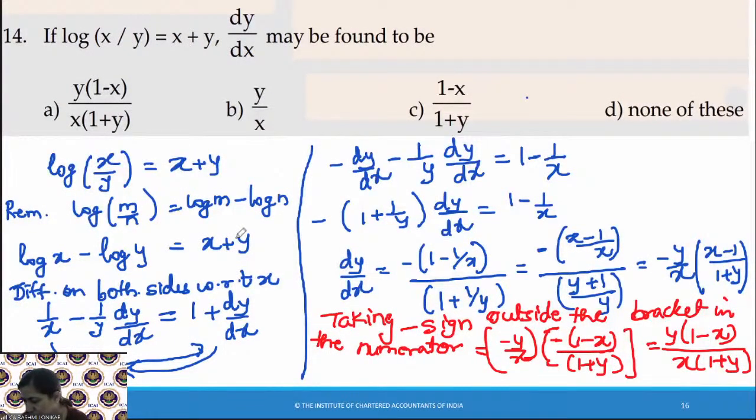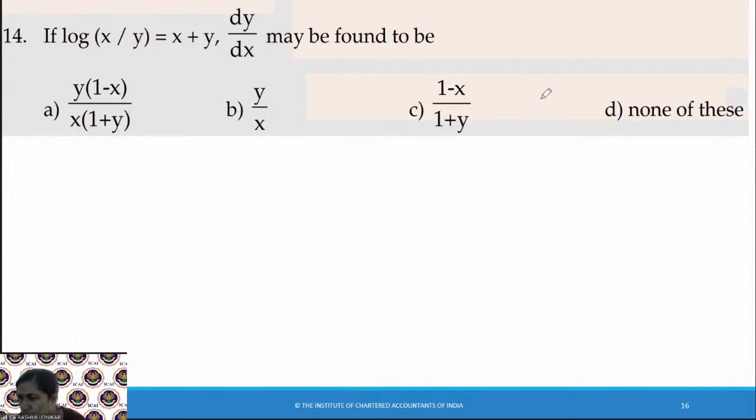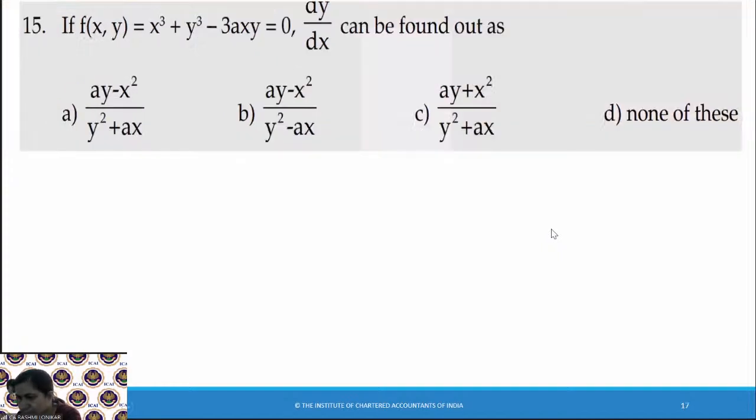So, just let me check. So let us go to the next sum. Yes, Bhumika, I will tell you. Don't worry. So we have this. Now let us see the next sum.